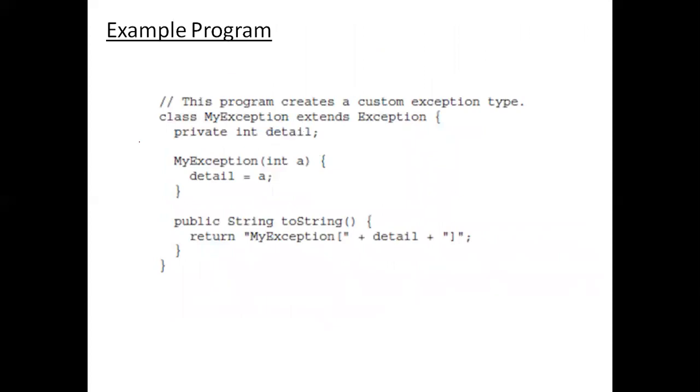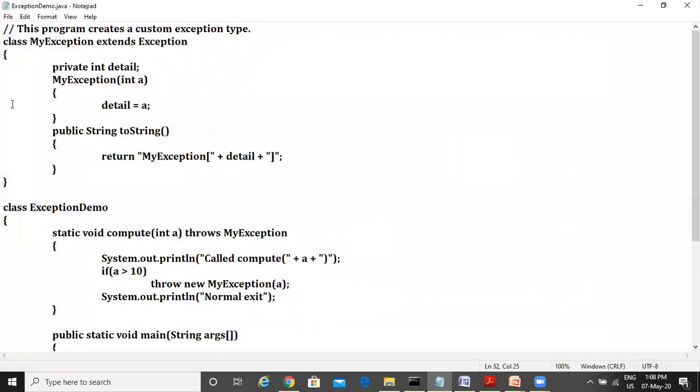And let us see an example program. Yes, this is an example program for how to create our own exceptions. This is a lab program, of course. Before I start this program, let me give you a simple example of own exceptions.